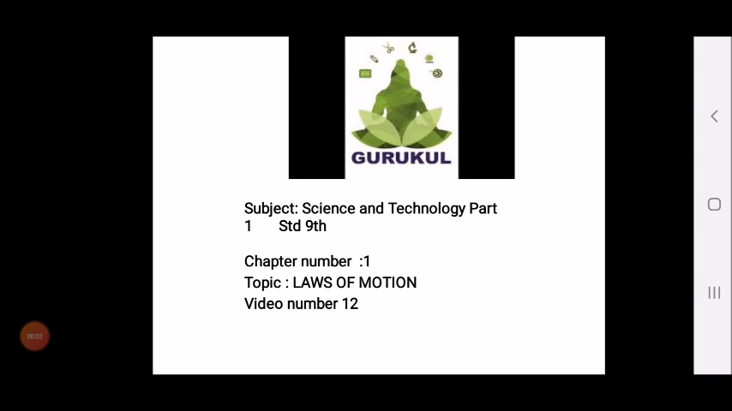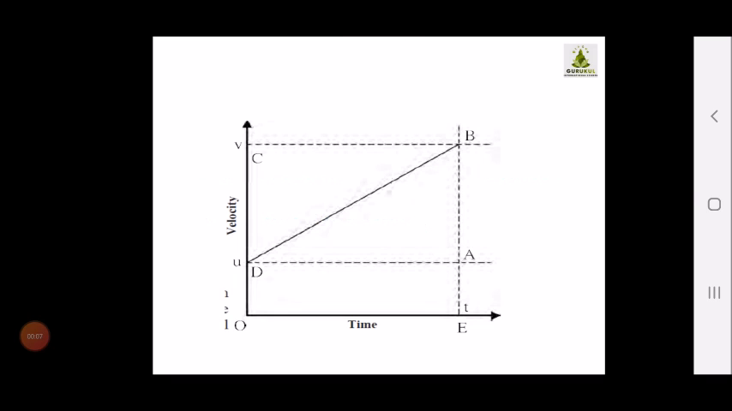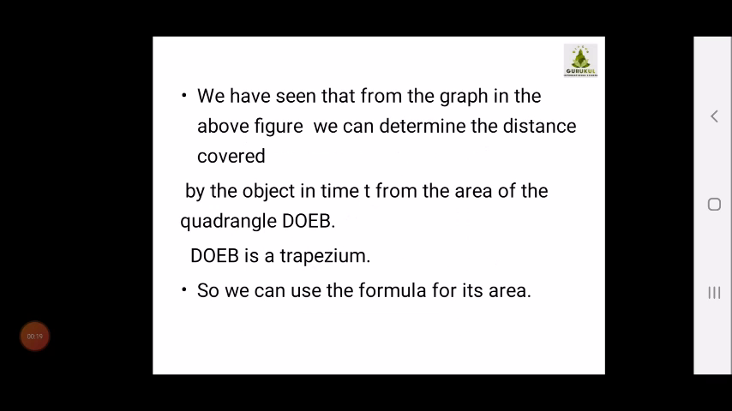Children, today we are going to proceed towards our next section, and here we are going to study about the third equation of motion. First of all, again the same diagram. This diagram is given in your textbook, and in previous videos we have also explained it with the help of this diagram. Now we have seen from the graph in the above figure that we can determine the distance covered by an object in the time t from the area of the quadrangle DOEB.